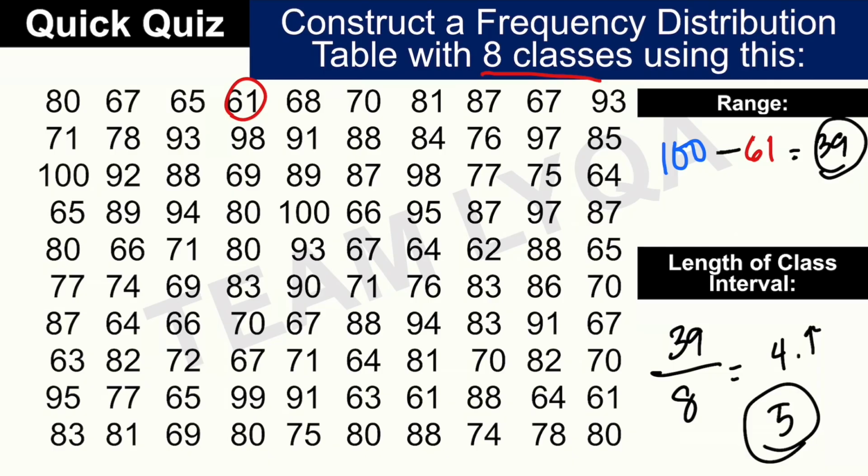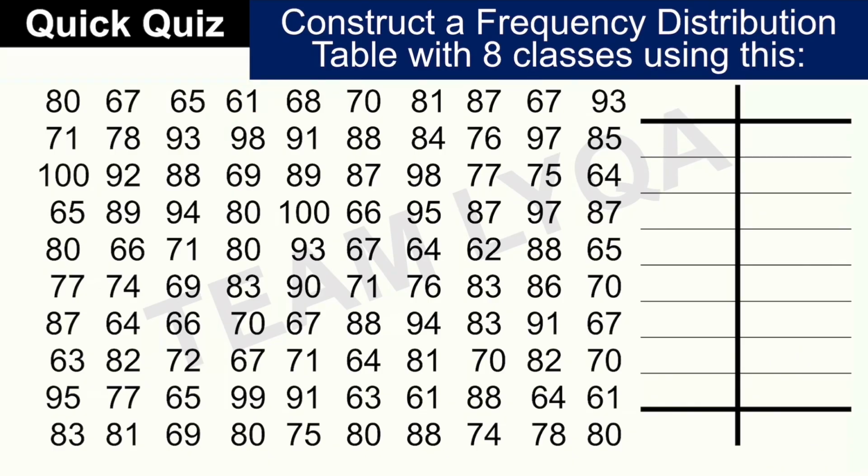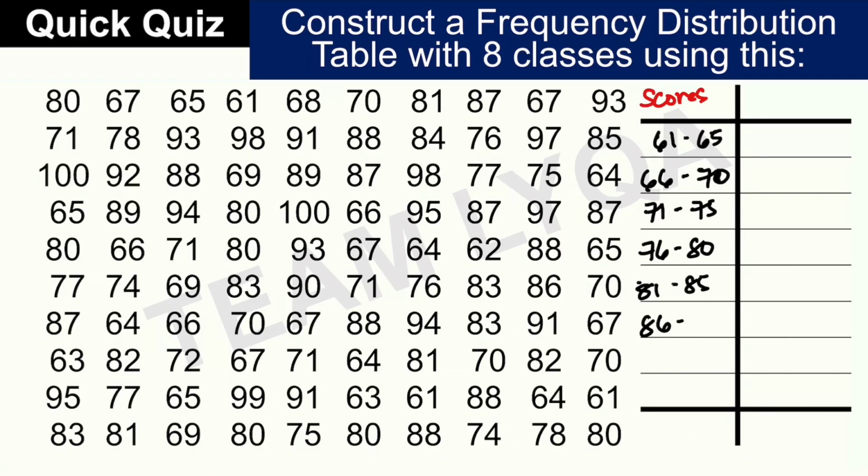Okay? So, i-construct na natin yung table. Okay? So, kung kunyari ito yung scores niya, lalagay lang natin uli yung class, yung each class. Sisimulan natin sa 61 to 65. 66 to 70, tapos 71 to 75, 76 to 80, 81 to 85, and then 86 to 90, 91 to 95, tapos 96 to 100. Okay? So, meron ba tayong na-miss? Wala. Okay, dito tayo sa frequency.